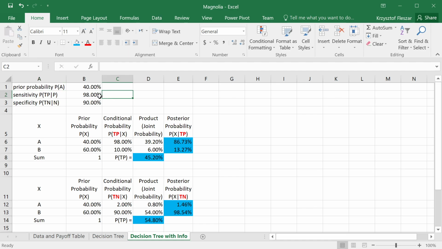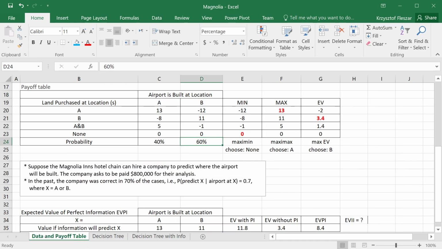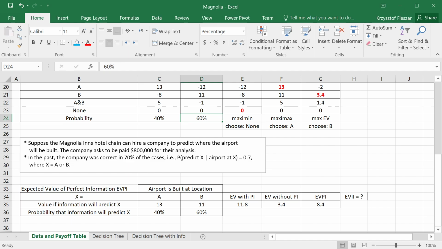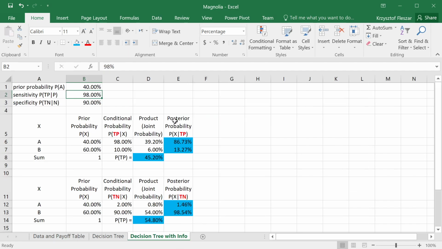Then the conditional probabilities. As the test says, there is a 70% chance that if the airport is at location A, the test would predict A. The company is correct in 70% of past cases. So we can put here 70% they will predict A, given that the location is A, and also 70% they predict B, given the location is B.